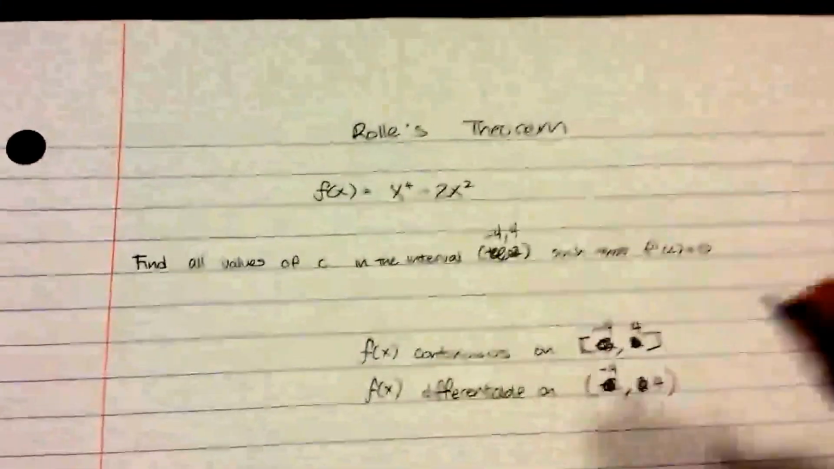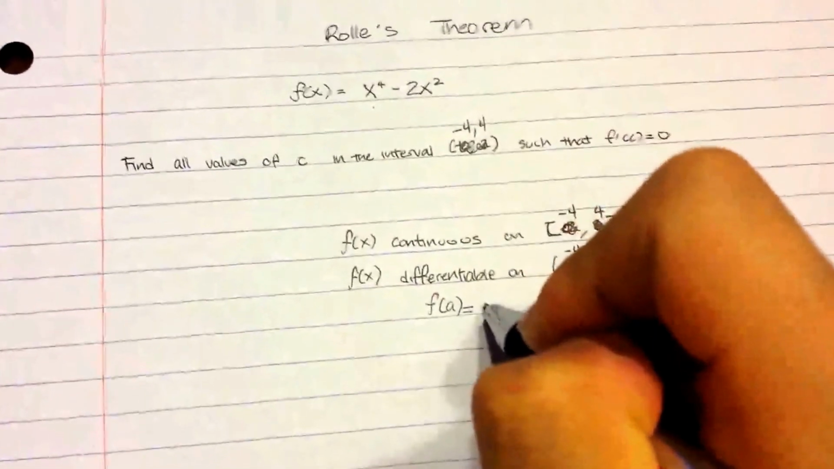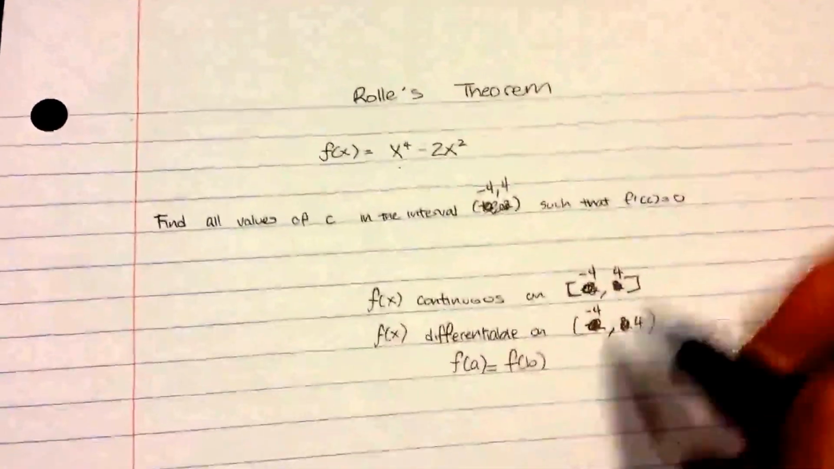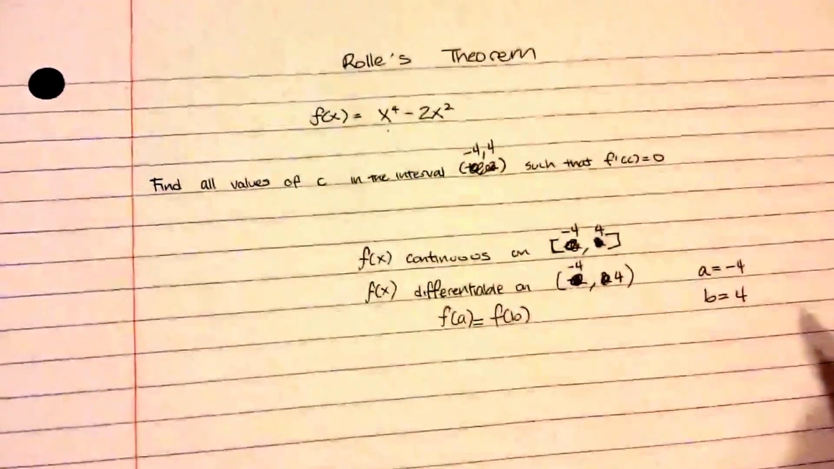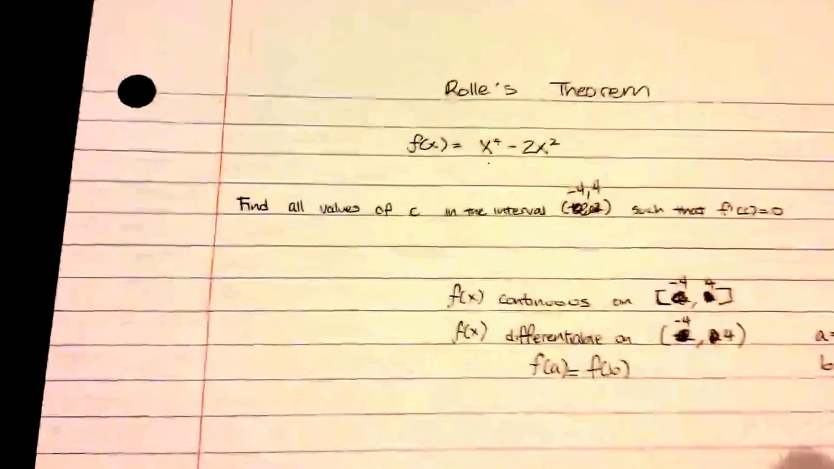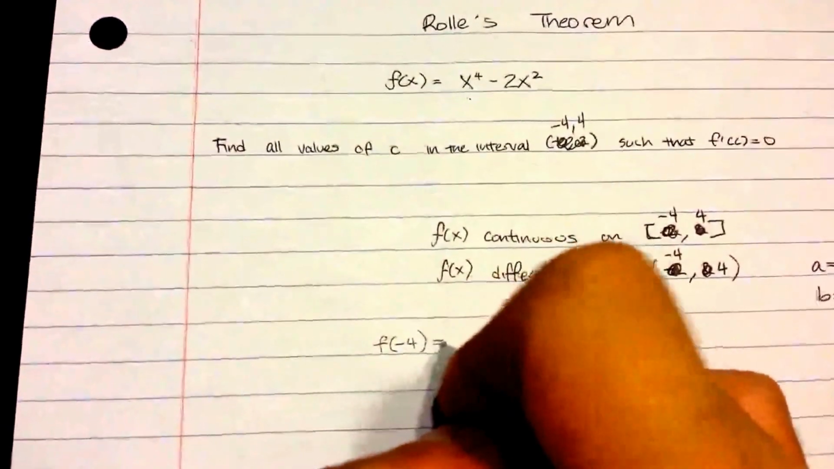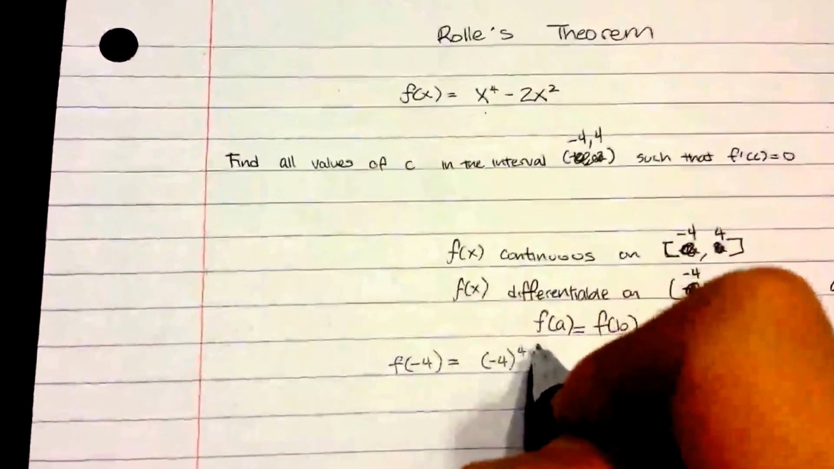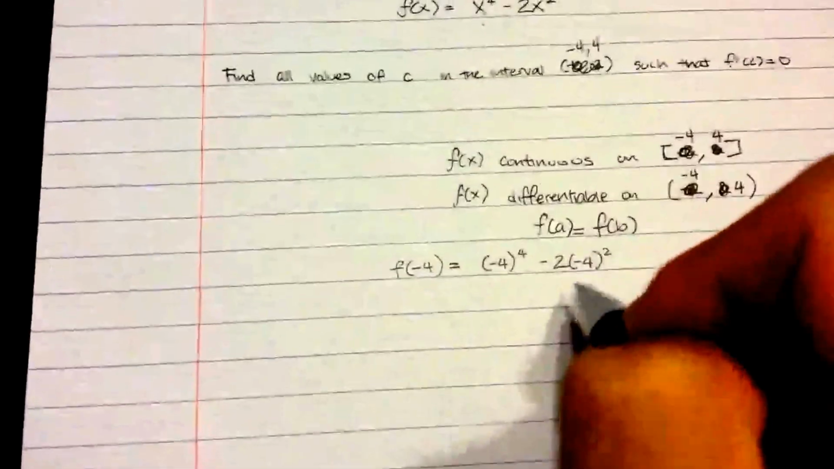Now, the third condition that also must be met is that f of a must be equal to f of b, and a in this case would be -4, and b is equal to 4. Now, to see whether it's equal, we just have to plug into the equation. So f of -4 is equal to (-4) to the fourth minus 2 times (-4) to the second.